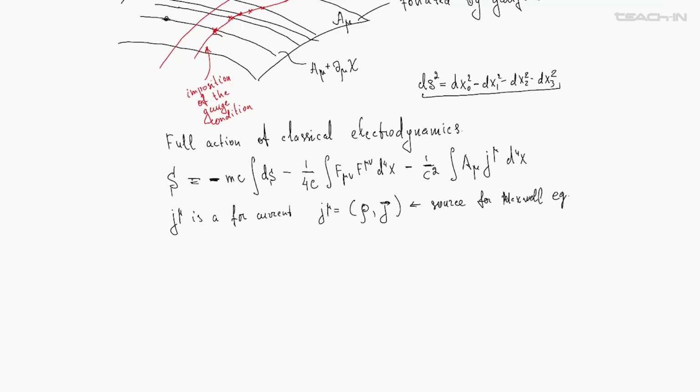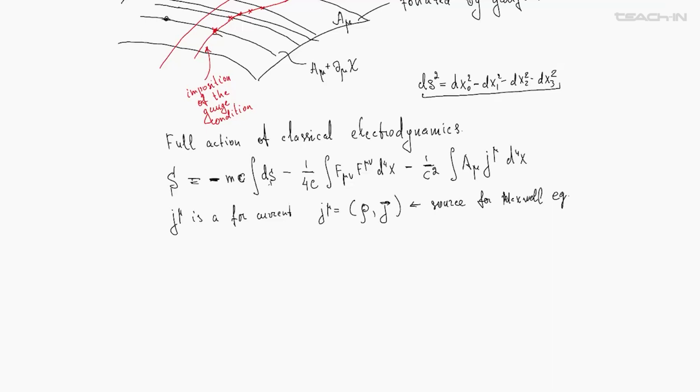What is the first term here? The first term in the action is minus m integral of ds. So this ds is an interval, the full interval. In front of it is minus mc, mass multiplied by the speed of light, which makes this action have the dimension of h bar. Because ds has dimension of length, mc is momentum, so momentum times length is h bar.